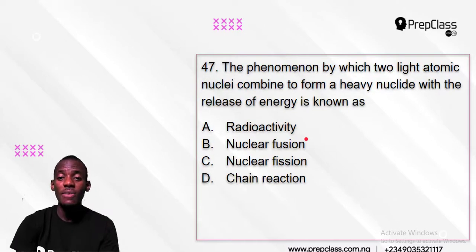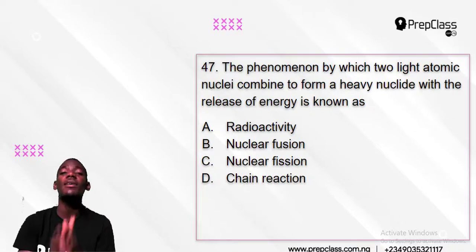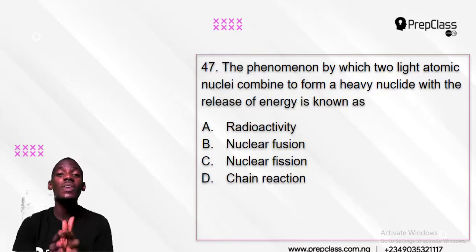Now number 47 says the phenomenon by which two light atomic nuclei combine to form a heavy nuclide with the release of energy is known as what? Now do you know what that means? Do you have any idea? Have you heard about what they call nuclear fusion and nuclear fission before? Now if you haven't, I'll tell you.